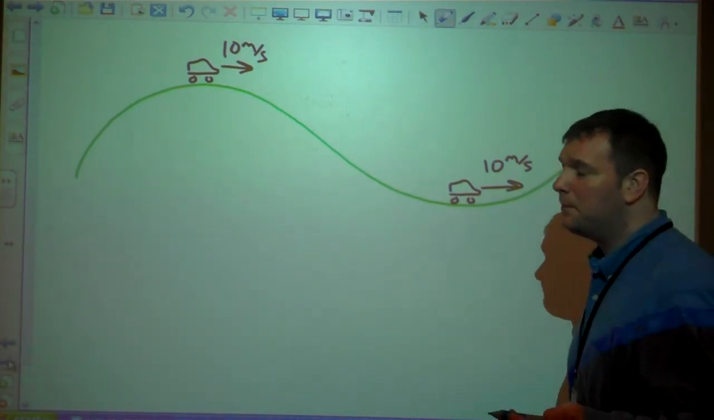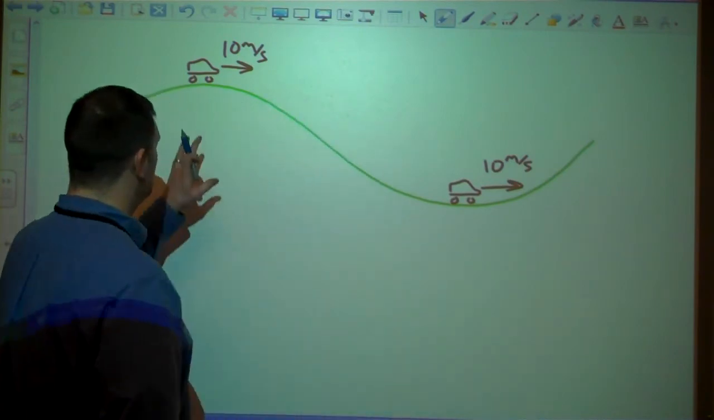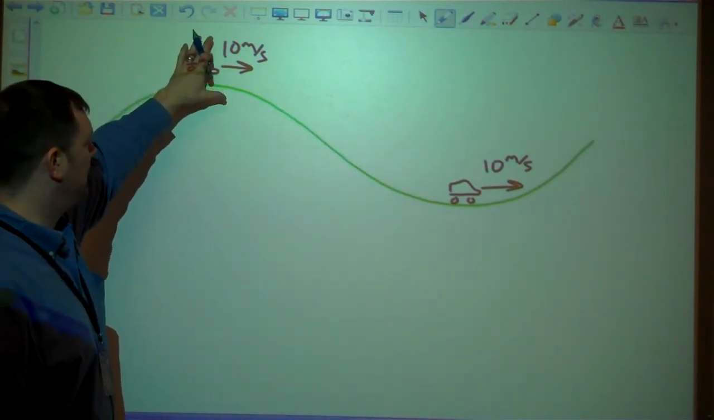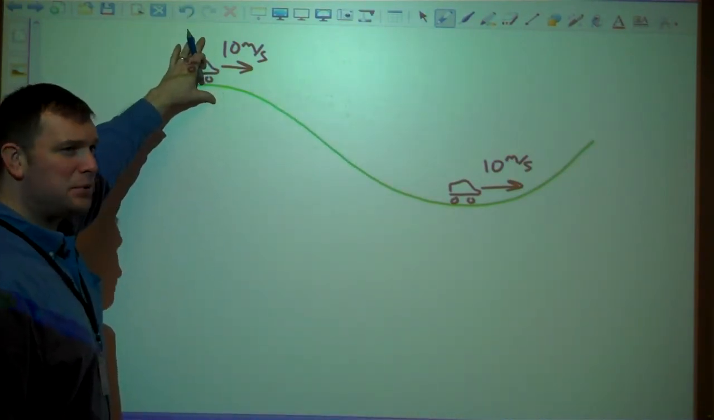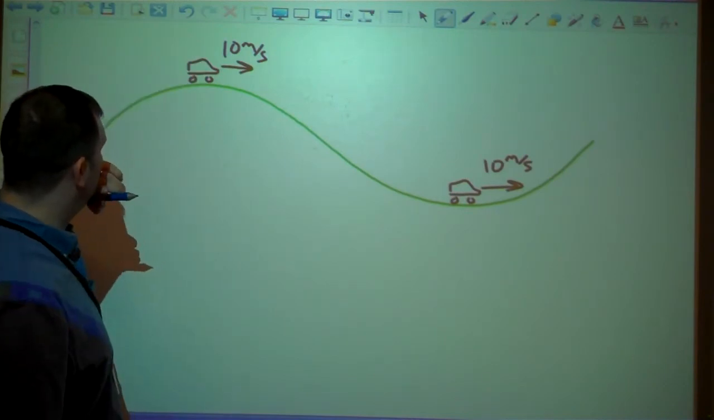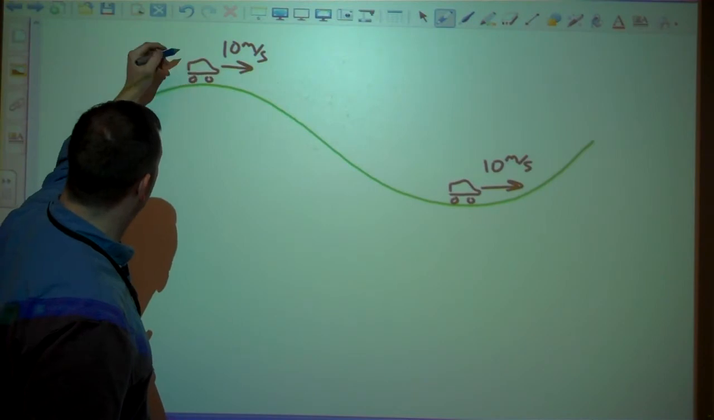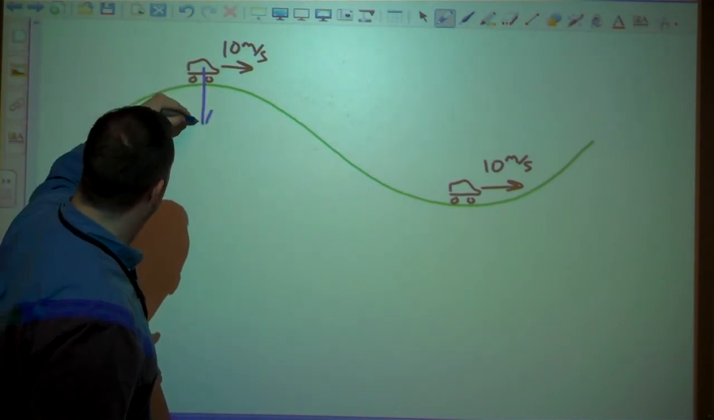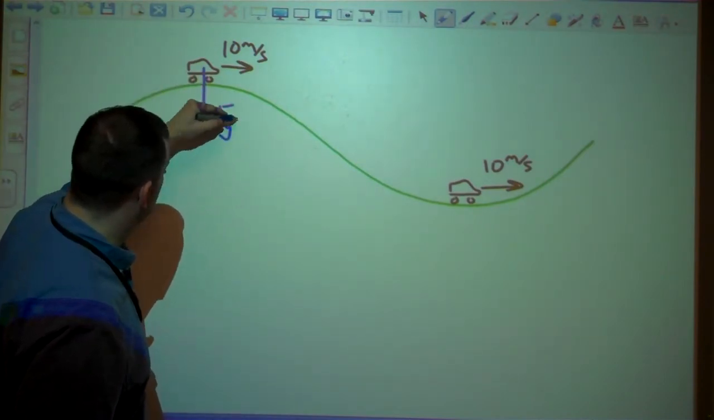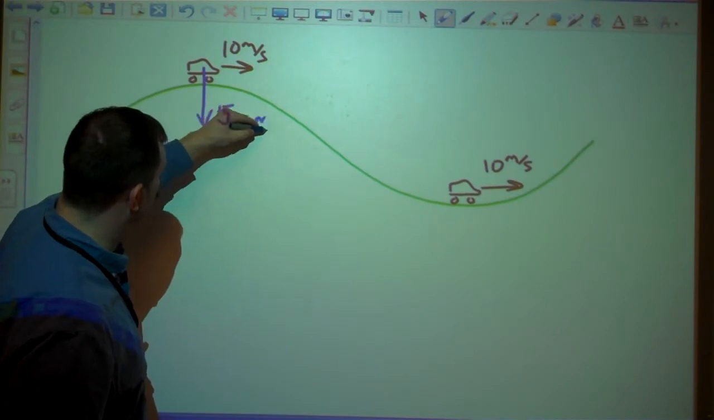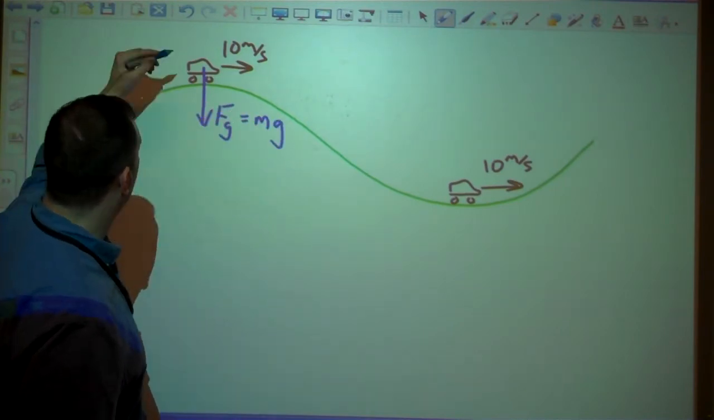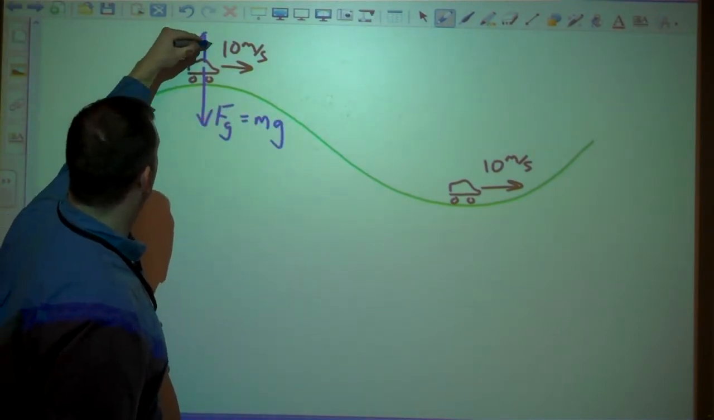So the first thing that I want to do, like always, is make a free body diagram. First I'm just going to worry about what my answer is at the top of the hill. If I make a free body diagram at the top of the hill, then I know that on the person there's going to be gravity down, which I calculate by multiplying mass times little g, and there's going to be a normal force up.